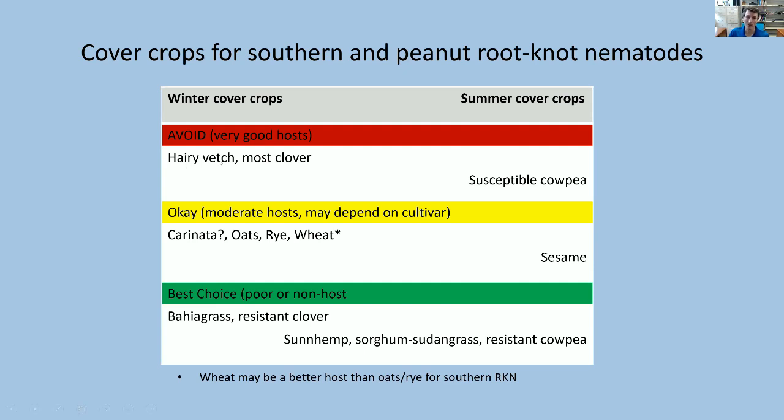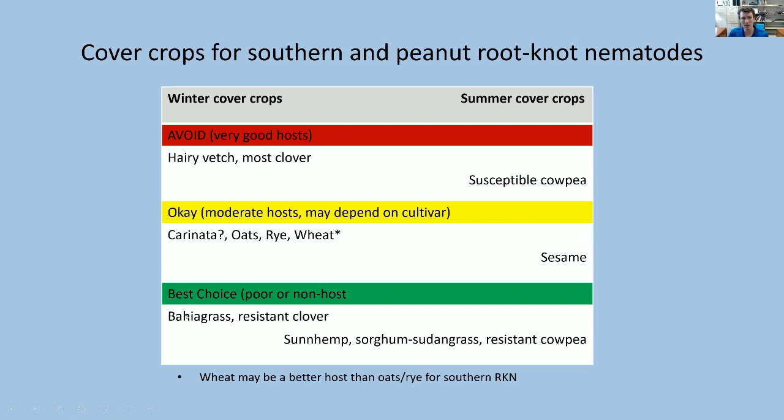So things like hairy vetch and most clover are under the list of ones that you probably want to avoid. Cowpea under summer cover crops. And then kind of in the middle, we have oats, rye, wheat, sesame. Things like this are maybe okay depending on what cultivar you have. And then under ones that tend to be a good choice, Bahia grass.